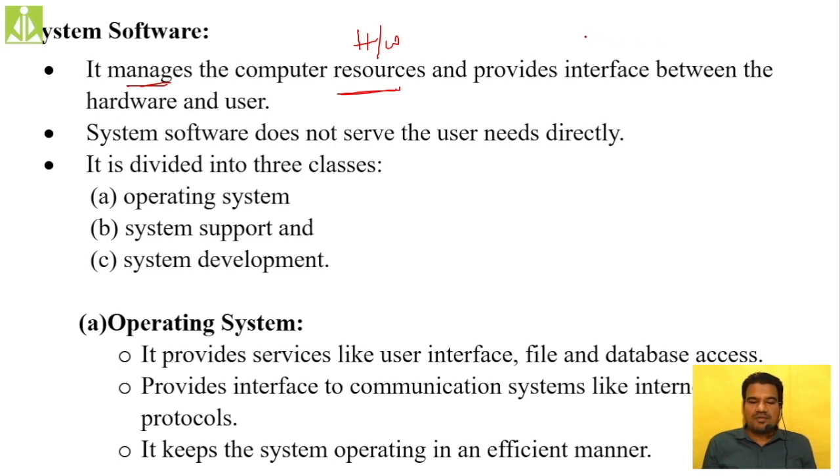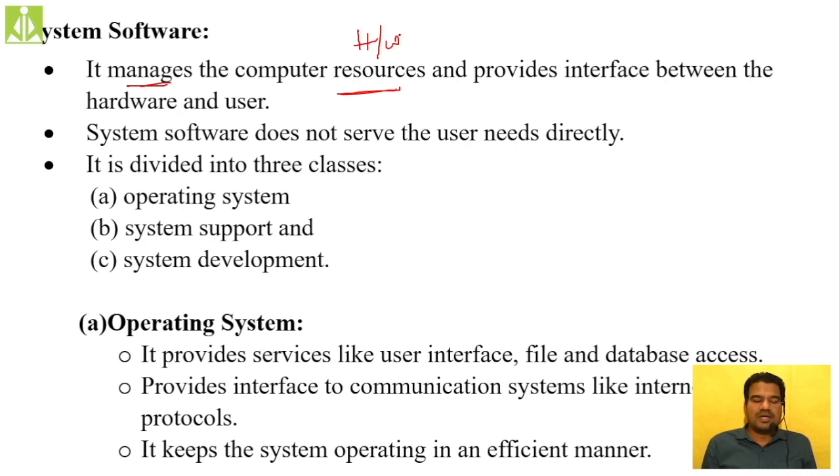System software does not serve the user needs directly, as we have seen. Most of the times we cannot interact directly with the computer hardware or directly with the operating system. So how are we interacting? With the help of application software. So system software does not serve the user needs, and it is also not responsible for directly communicating with the user. Again, we have application software in between.